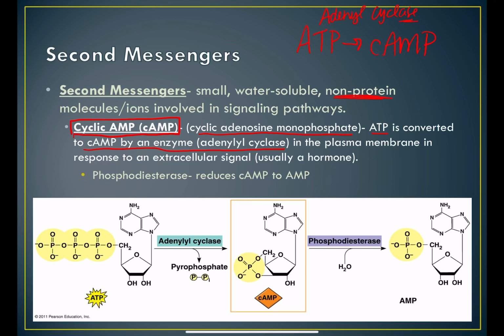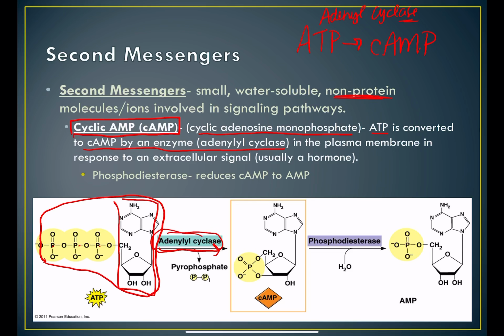Okay, and so you see it here in this diagram. We have ATP right here, our triphosphates, and then our adenosine. Okay, and in our reaction arrow, we have adenyl cyclase. Enzymes are always written over the arrow in a chemical reaction because they are not a reactant or a product. They're not used. They're not part of the reaction. They just help to facilitate or speed up a chemical reaction. We'll have a whole unit dealing with enzymes in the next unit. So adenyl cyclase does that job. It converts ATP to cAMP, okay?